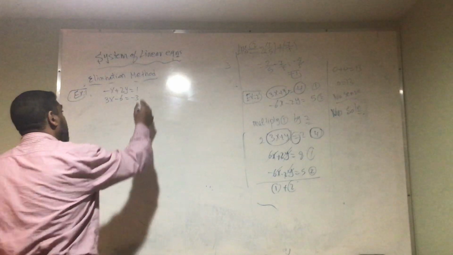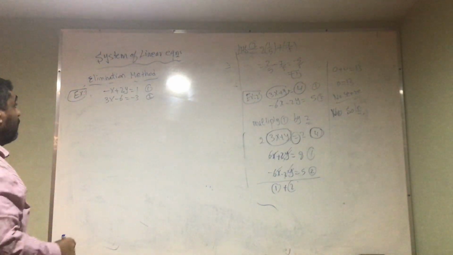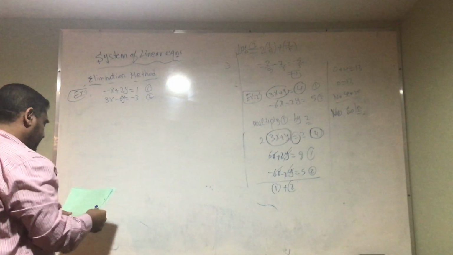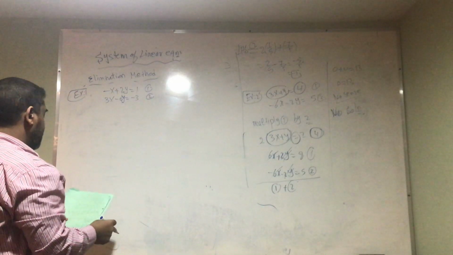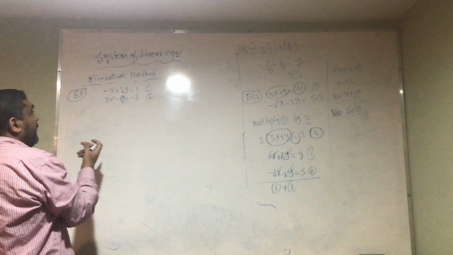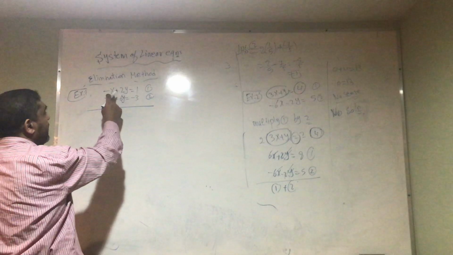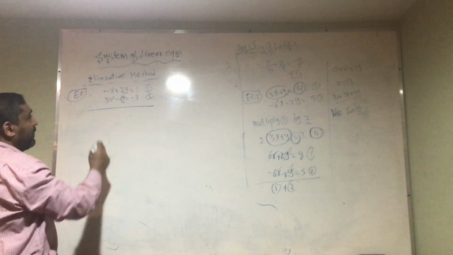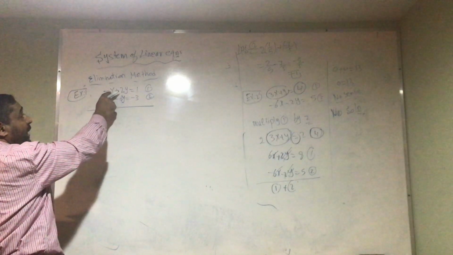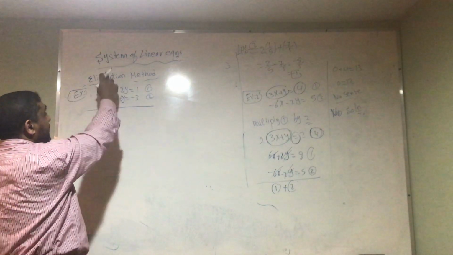Here you have equation 1 and equation 2. So you have minus x plus 2y equals 1, and 3x minus 6y equals minus 3. I'm going to use elimination here, and it's up to us. Let us get rid of x, because I like when the variable has a 1 in front of it. It's easy to multiply by a constant to get rid of this x.